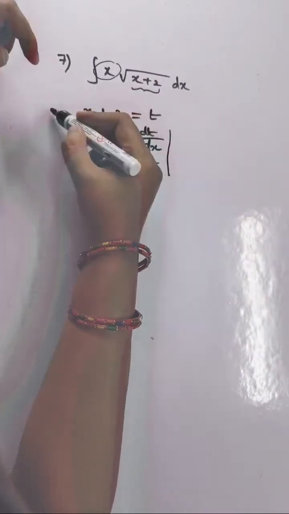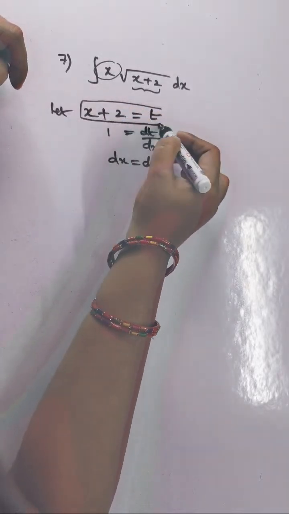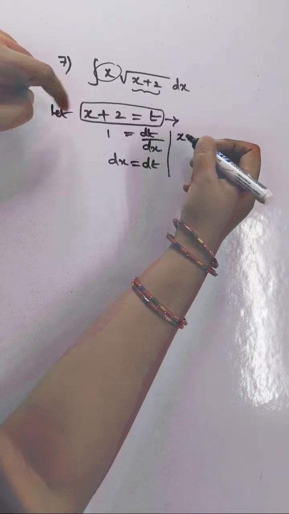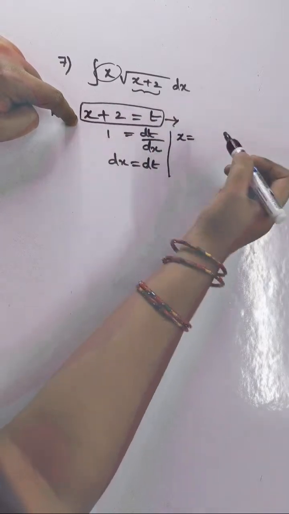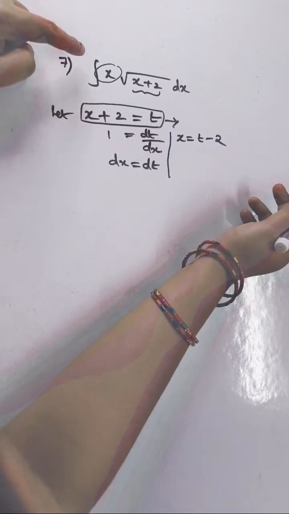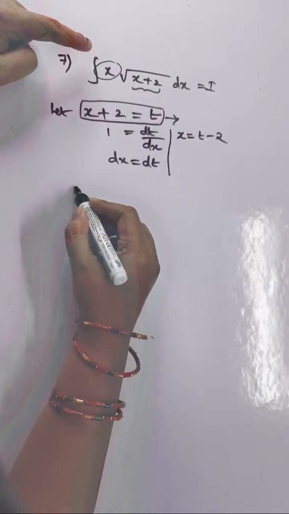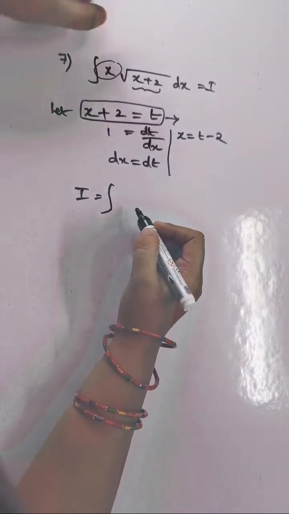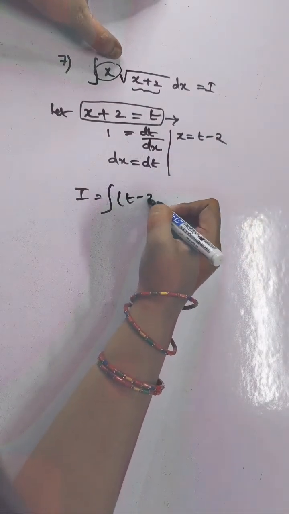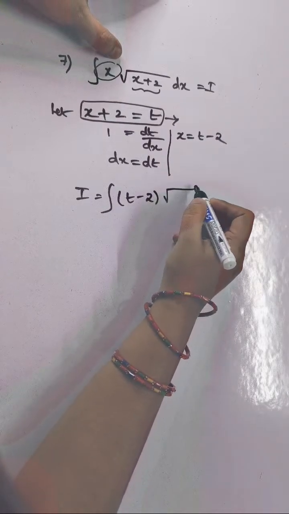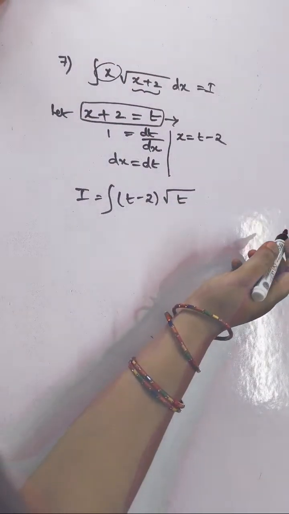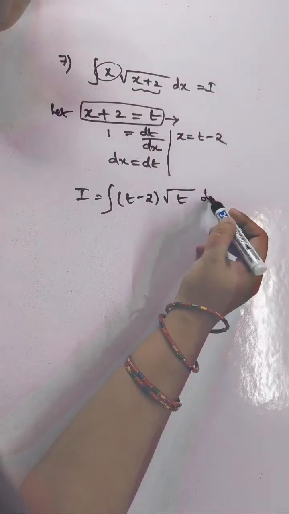What to do with that x? Now, we have assumed it, isn't it? So we have assumed one term. From there, try to find what is x. If we try to find x, take this 2 to the left side. That will become t minus 2. Now, our I will become integral. In place of x, what we found here? t minus 2. Write it in bracket. The whole root of x plus 2, we have taken it as t. So that will be t. And in place of dx it is dt.